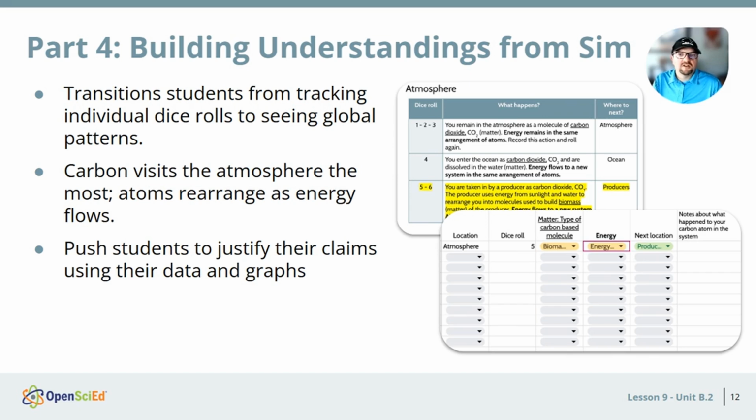During part 4, students transition away from tracking their individual dice rolls to analyzing automated spreadsheet data and graphs as a whole class. They sit together looking at the collective data patterns, realizing that carbon visits the atmosphere most frequently and that atoms rearrange themselves as energy flows. This matters because it shifts students from tracking a single atom to identifying macro-level global trends.